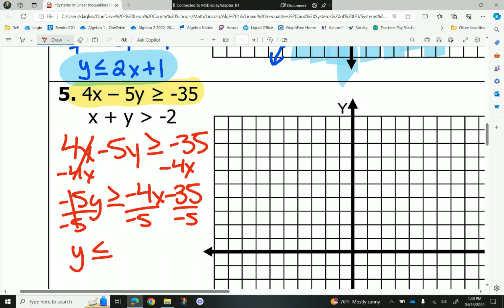So now we're going to go under the line. It's below. Less than. Negative 4 over negative 5. The numbers don't do anything, but negative over negative becomes a positive. 4 over 5. How about negative 35 divided by negative 5? Positive 7.